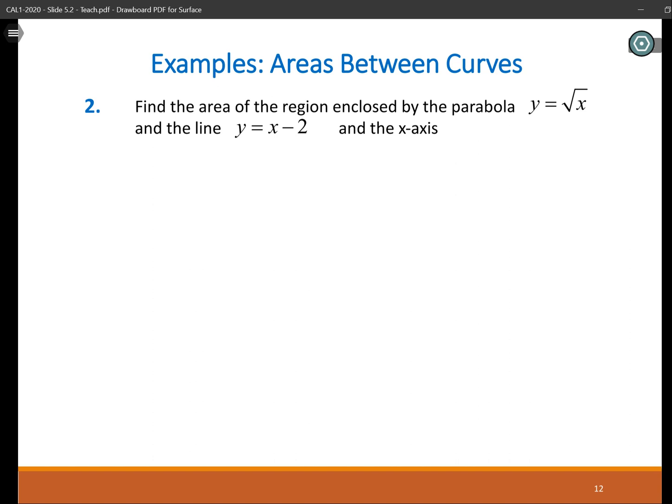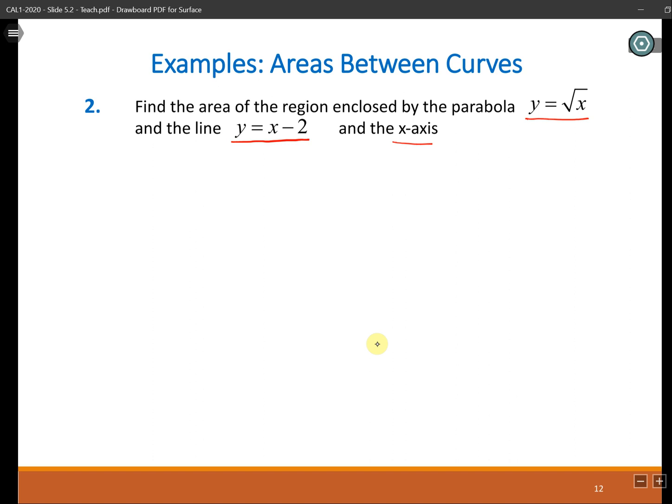We want to find the area of the region enclosed by, so we see the first curve here, the parabola y equal to square root of x. That is the first curve. And then we have the line here, y equal to x minus 2. That's a straight line. And then we have the x-axis. The first thing we notice here is that, hey, we have 3 curves, not just 2 like before. So we have 3 curves to worry about. And of course, we have to worry about f(x) and g(x), which one is upper and which one is lower. So in order to find out about that, always plot it.